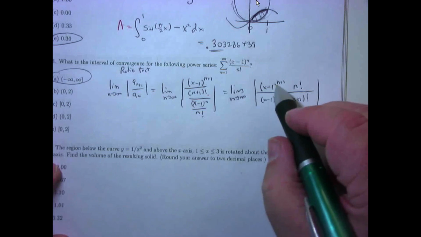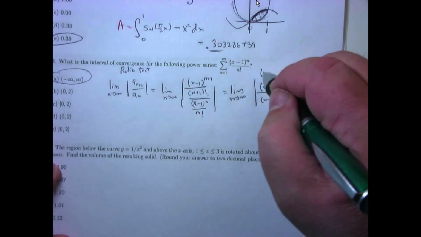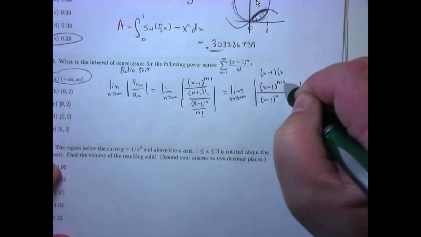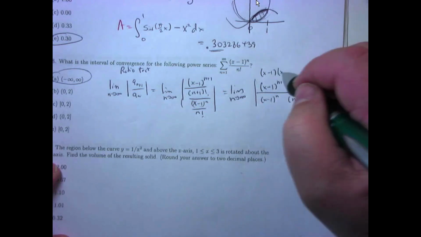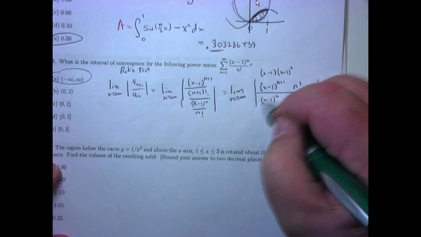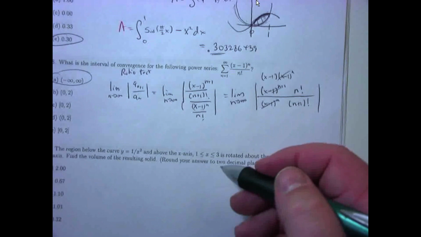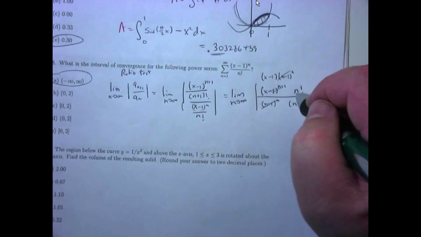What cleans up on this one? Well, I got x minus 1 to the n plus 1. Always your powers clean up. This is why you want to use a ratio test on this one. This x minus 1 to the n plus 1 is x minus 1 times x minus 1 to the n. The x minus 1 to the n's cancel. What about your factorials? Factorials always cancel with the ratio test.